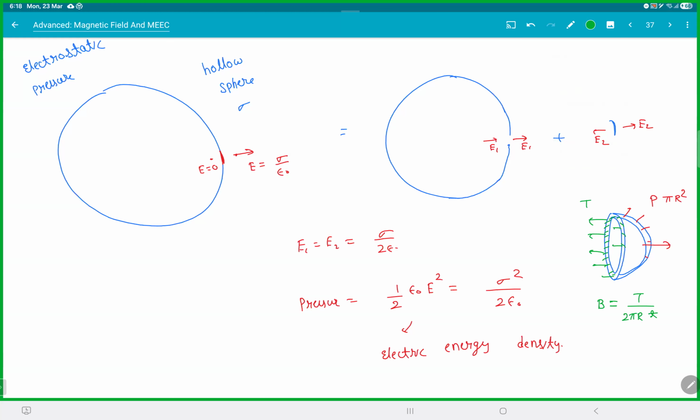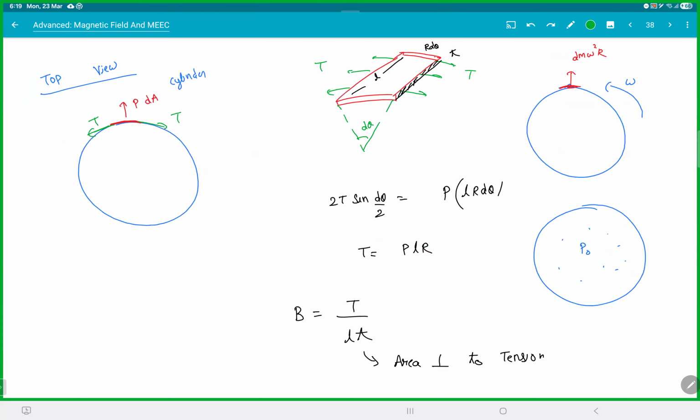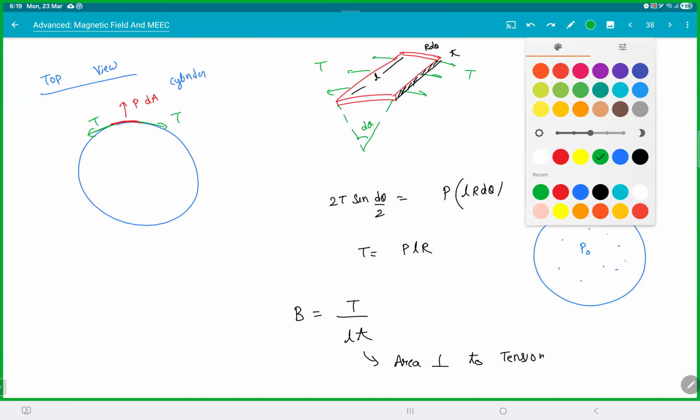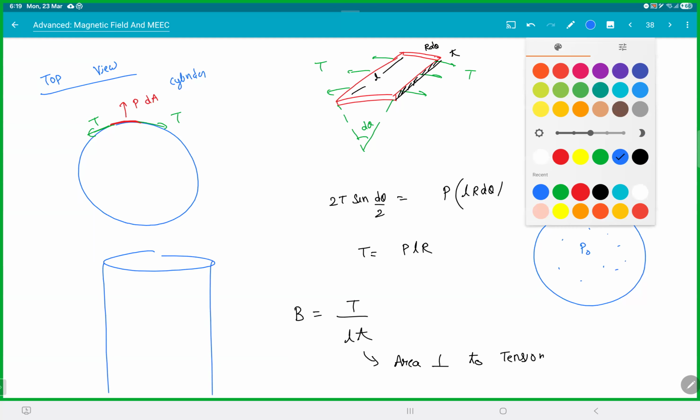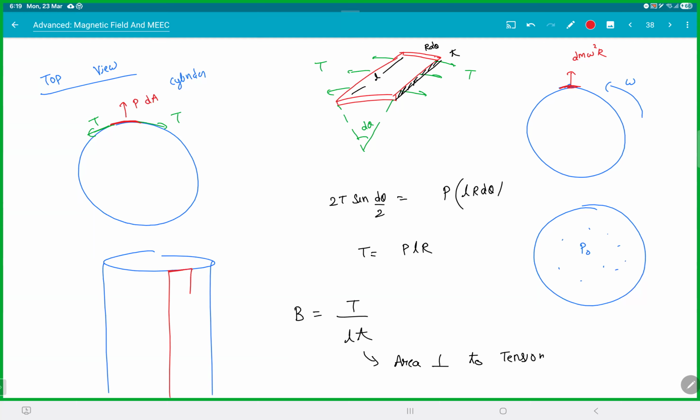Clear with this? So if you're taking a sphere, this is the scenario. If you're taking a cylinder, this is the scenario. The element will be a long, thin strip. The side view would look something of this sort. This is the strip we are talking about. Clear with this?